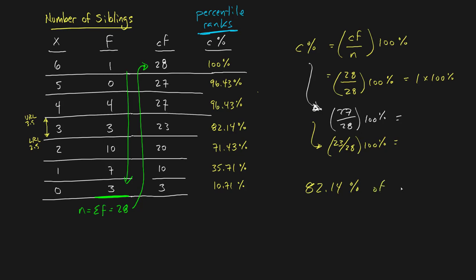So I would say that 82.14% of scores are less than or equal to, not 3, but 3.5. And the same is going to be true for every one of my categories. So 100% of scores aren't less than or equals to 6. They are less than or equals to the upper real limit, which is equals to 6.5. So these percentages, or these percentile ranks, they don't really go with the scores, the raw scores that I see here. Instead, they go with the upper real limits of the scores.